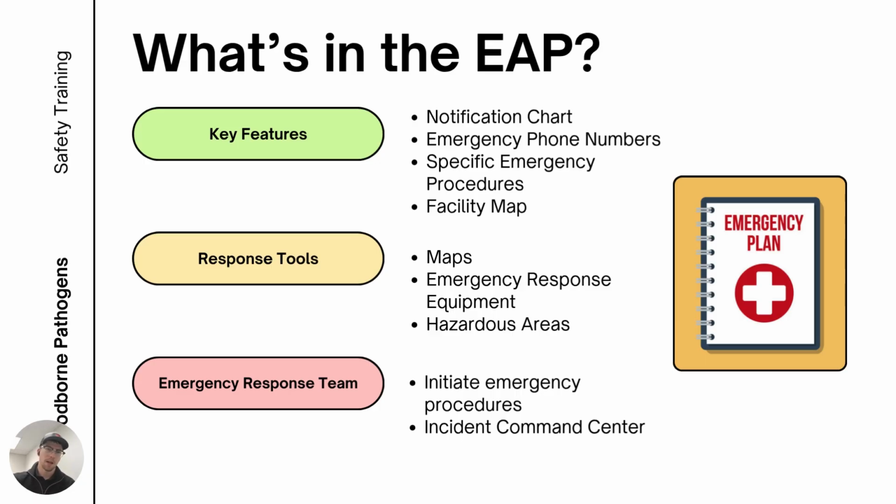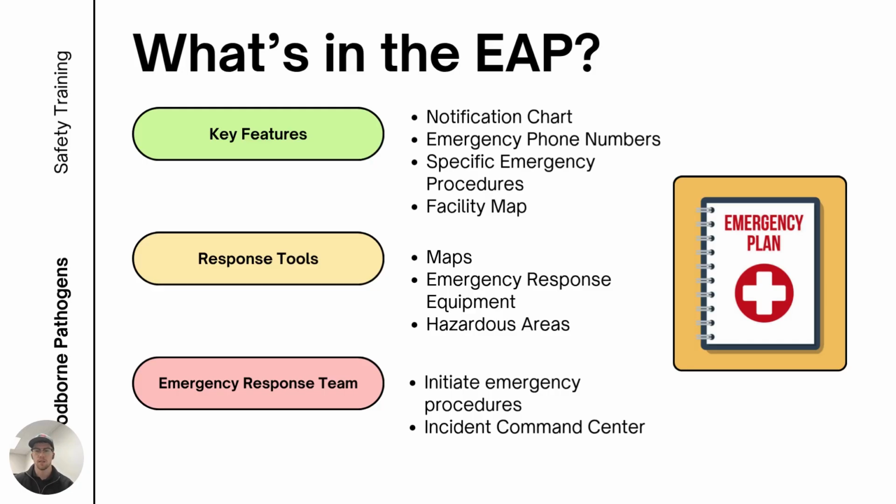So, taking a deep dive into what the EAP is, it isn't just a binder, but it has a lot of great useful information. It's an emergency playbook. So when things go sideways, this is what you need to reach for. The core components include a notification chart: who to call, when to call, and how to stay calm. Emergency contacts for the site.